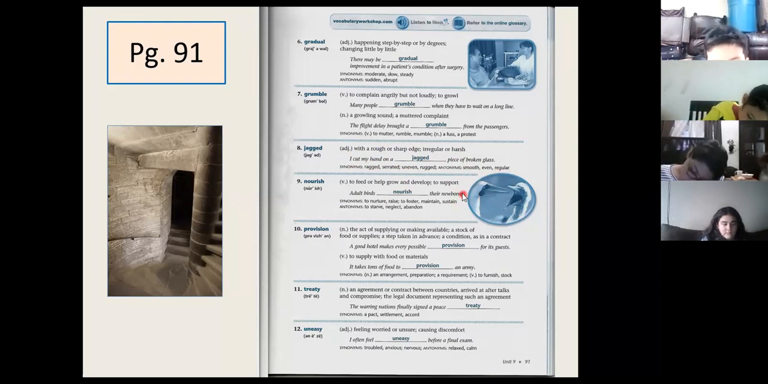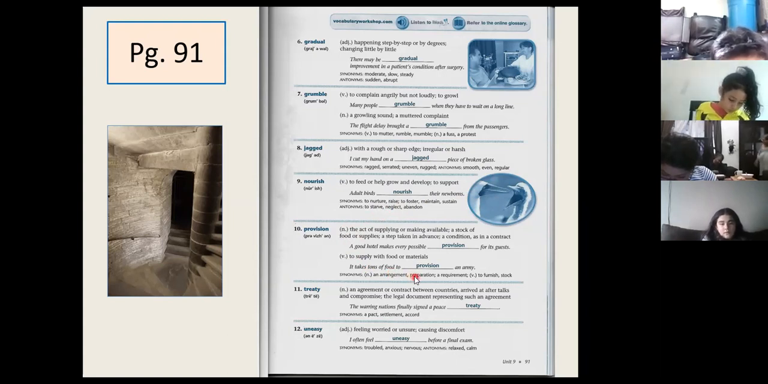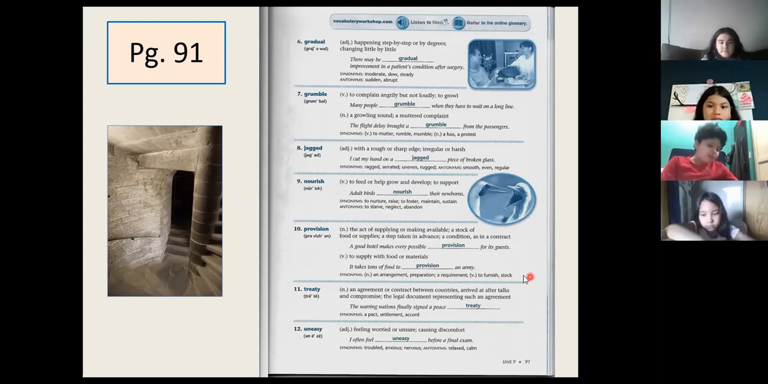Nourish, look at these animals, they are nourishing. It's like to feed, to give food, to eat, eating. So it's to nurture, raise, and the antonym is to starve. It's the contrary. Provision, it's an arrangement, preparations, requirements to furnish stuff.